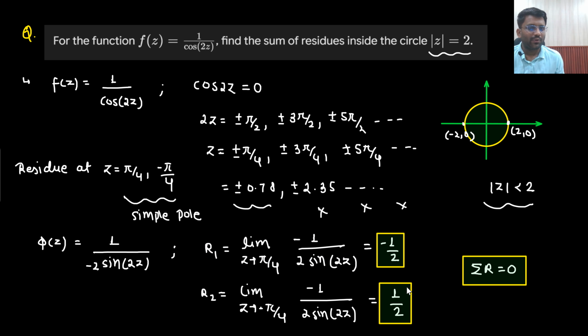How should you be able to do it on your own? Sir, very simple. What I need to do is keep the numerator as it is and differentiate the denominator. So minus 2 sine 2z. Sir, my points are plus pi by 4 and minus pi by 4.